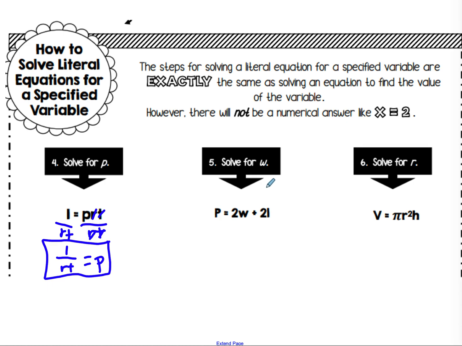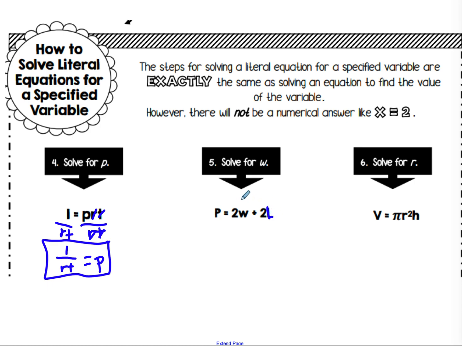All right, let's look at this next one. This is a formula for the perimeter of a rectangle. They want us to solve for W, which is the width. So perimeter equals 2 times W plus 2 times L. Now it does look like a 21 there. I'm going to just put that as a capital L. But I know since that's a perimeter formula, that's supposed to be an L.